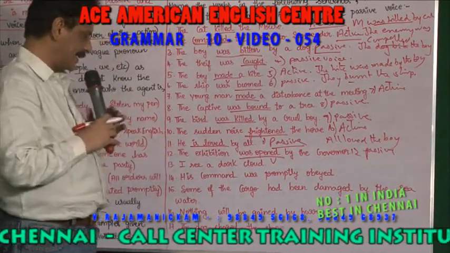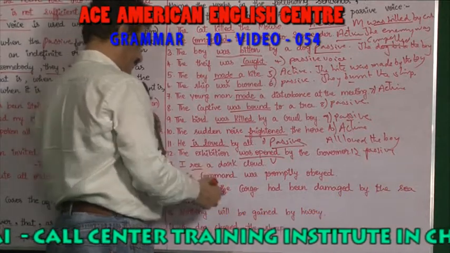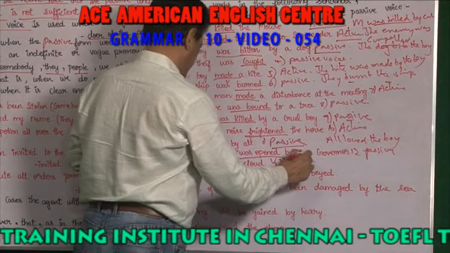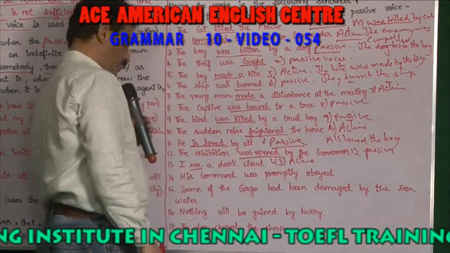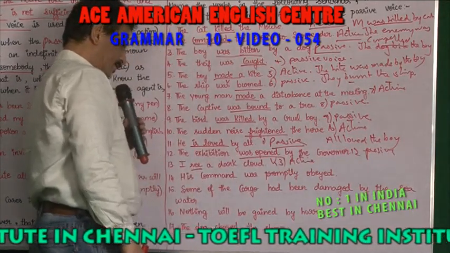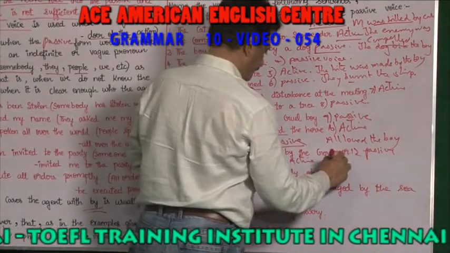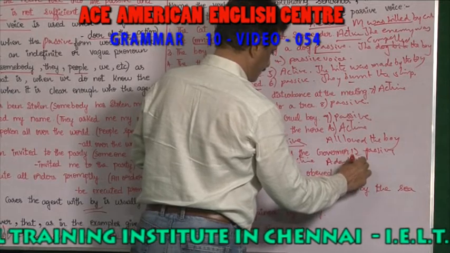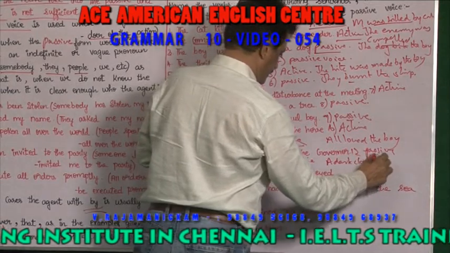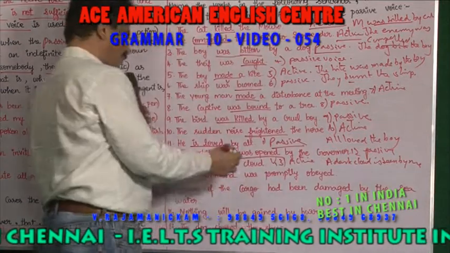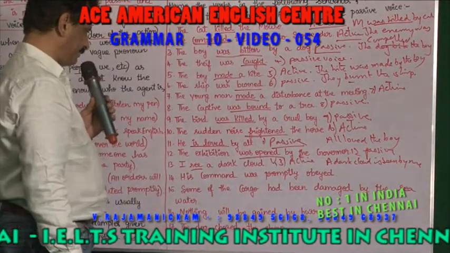I see a dark cloud. Active or passive? It is active. What is the passive? A dark cloud was seen. A dark cloud is seen by me.